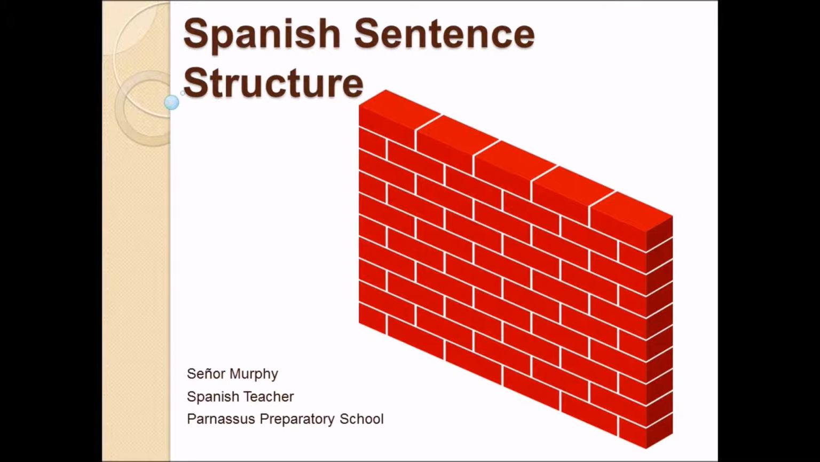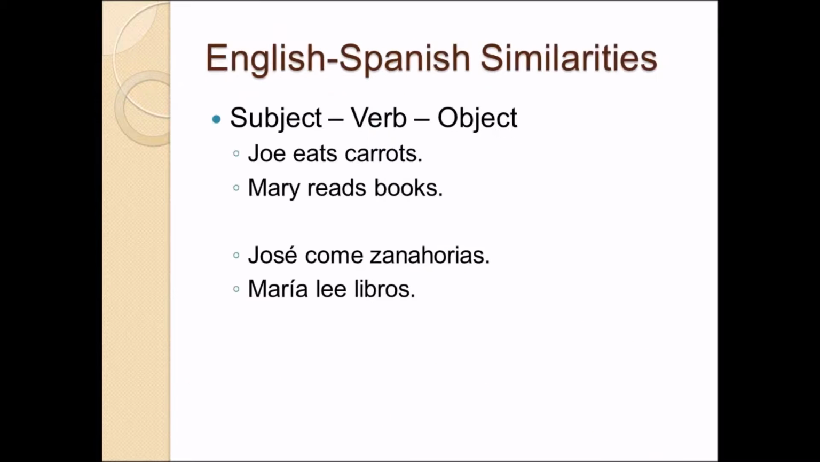Welcome to the Spanish mini lesson on sentence structure. I'm Señor Murphy. English and Spanish have very similar sentence structures. The basic structure for both languages consists of the subject first, followed by the verb, and then the object.